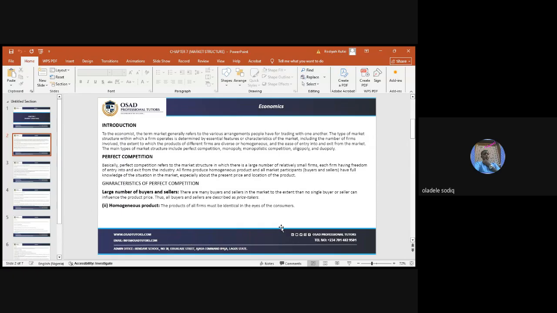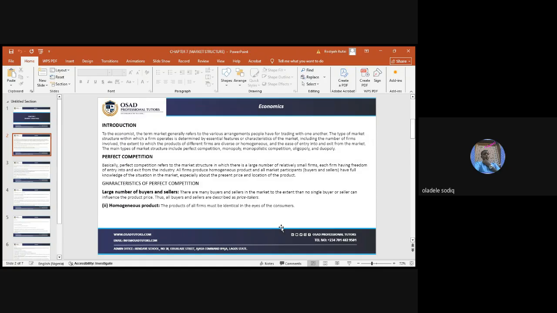So the type of market structure within which a firm operates is determined by what? By essential features or characteristics of the market. When we're talking about market structure, it depends on the structure within which a firm operates. Are you getting it now? So the type of market structure within which a firm operates is determined by essential features or characteristics of the market. So what are those features?